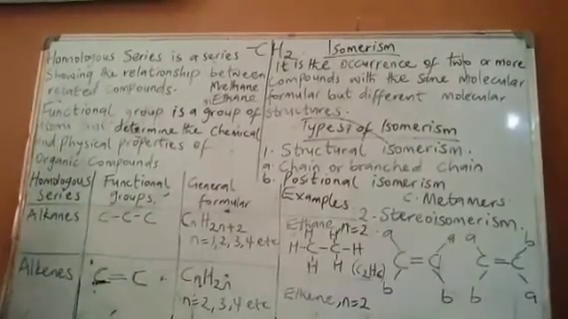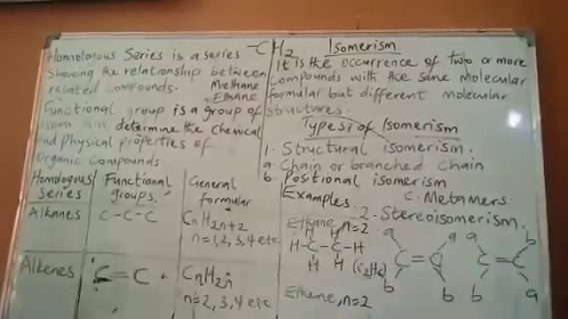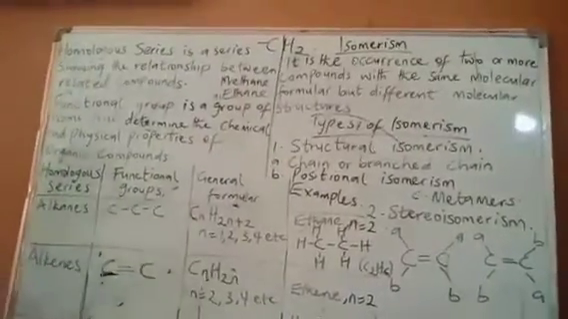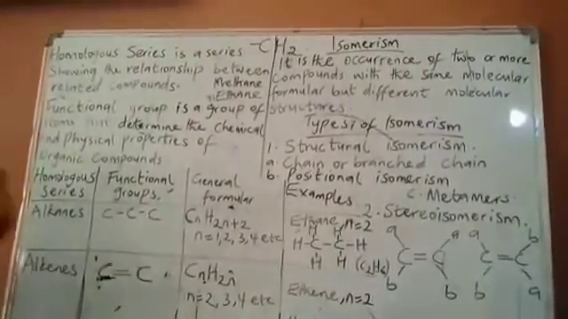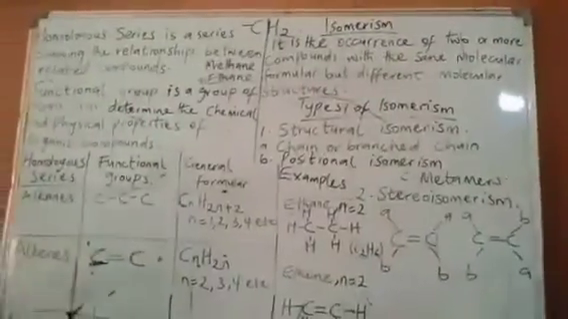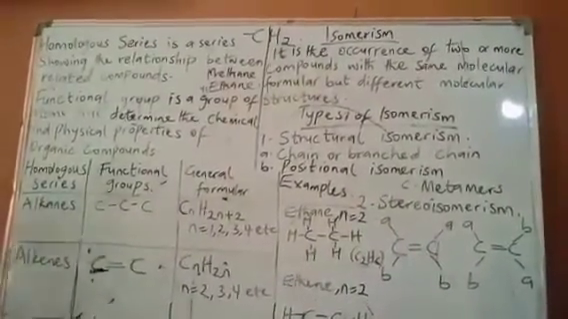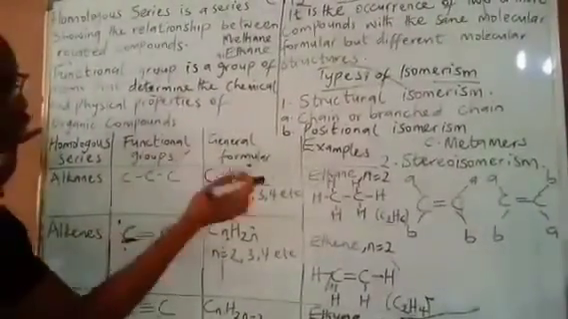Now let's look at functional groups. A functional group is actually a group of atoms, or actually an atom, that determines the chemical or physical properties of organic compounds. Now let's look at this. This is the homologous series. We have the functional groups, the general formula, and some examples.